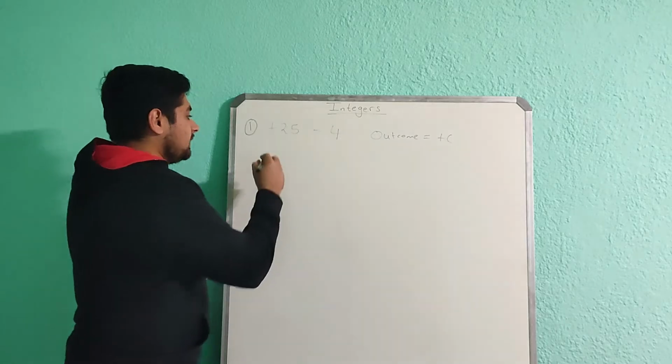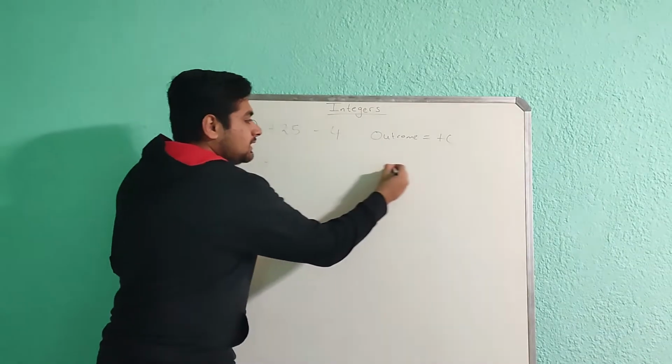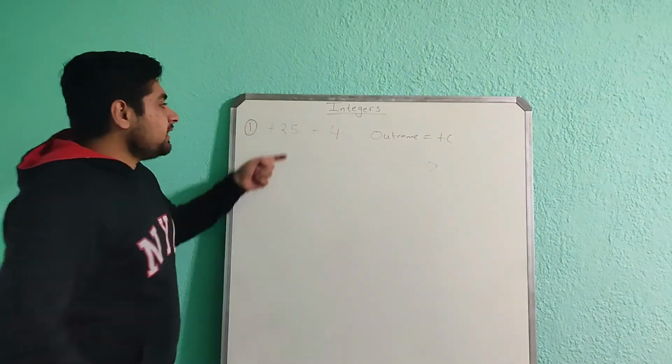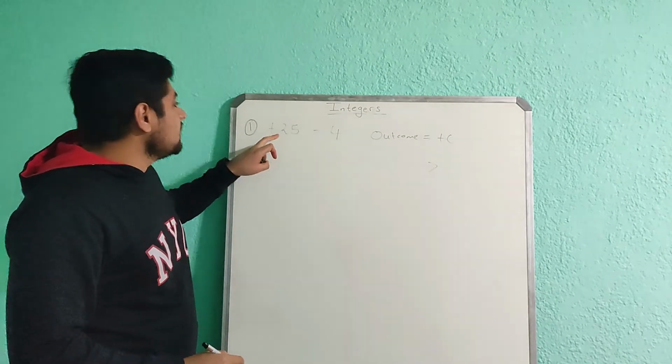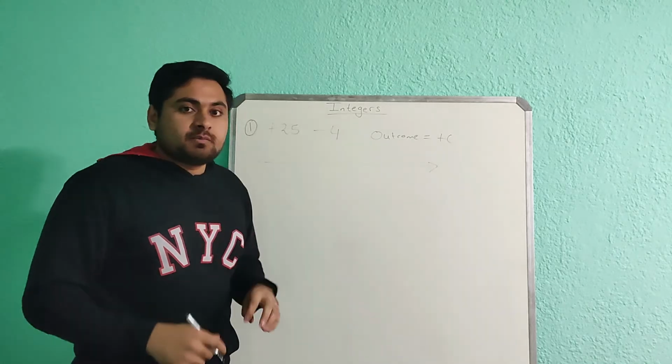So let's draw a number line. We draw a number line, and then currently we are on 25, positive 25 to be specific, and we need to move 4 units, but to where?